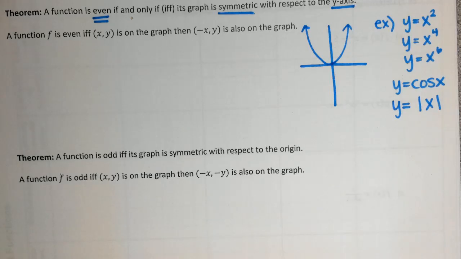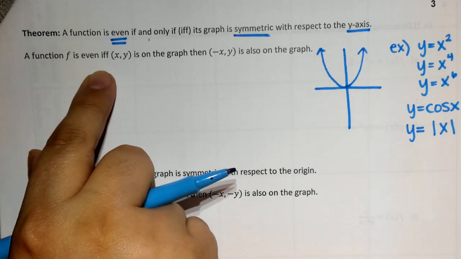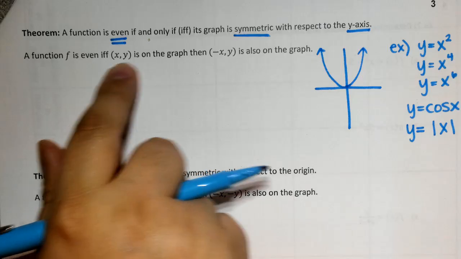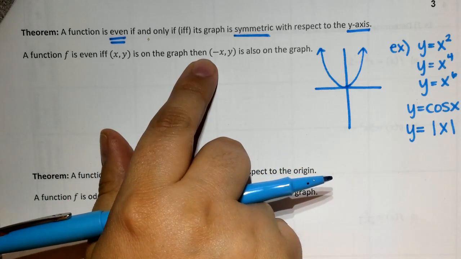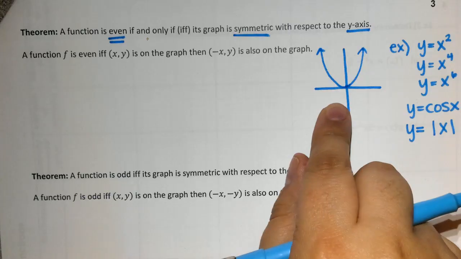Alright, these are just some of the even functions. There are more. But on a graph, to see if a function is even, just look at the y-axis. Is it the same on both sides? Bam. Algebraically, a function f is even if and only if when (x, y) is on the graph, then (negative x, y) is also on the graph. So think about a parabola.